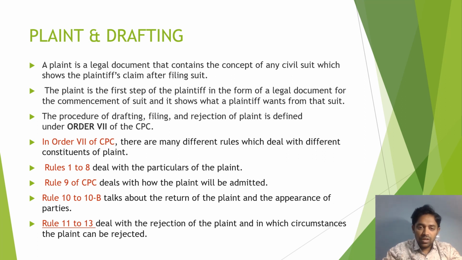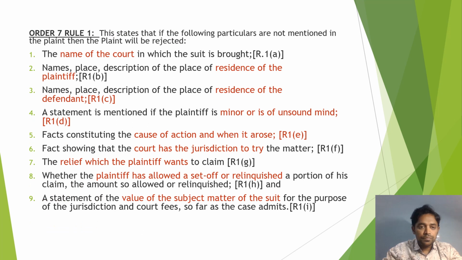The procedure of drafting, filing and rejection of the plaint is defined under Order 7 of CPC. In Order 7 of CPC, there are many different rules which deal with different constituents of plaint. Rule 1 to 8 deal with the particulars of the plaint. Rule 9 deals with how the plaint will be admitted. Rule 10 to 10b talks about the return of plaint and the appearance of parties. Rule 11 to 13 deal with the rejection of plaint and in which circumstances the plaint can be rejected.